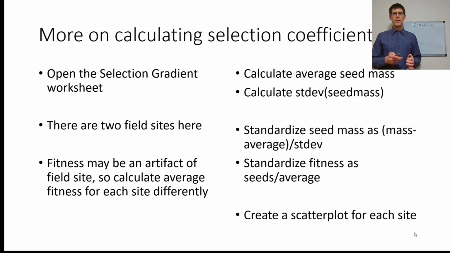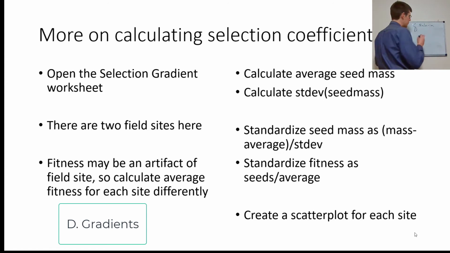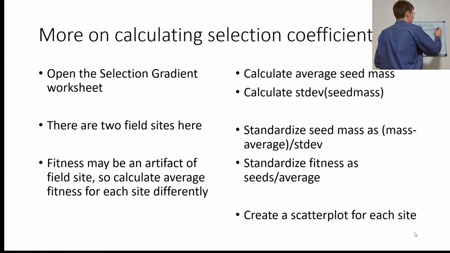Another way you can test it is by looking at selection gradients. And that is where I want you to grab an Excel spreadsheet. This is going to be kind of tricky if you're online. If you're just watching this for review, just stop it now. We're not going to go anywhere else besides this. If you're online watching it for the first time, I want you to open the selection gradient worksheet.